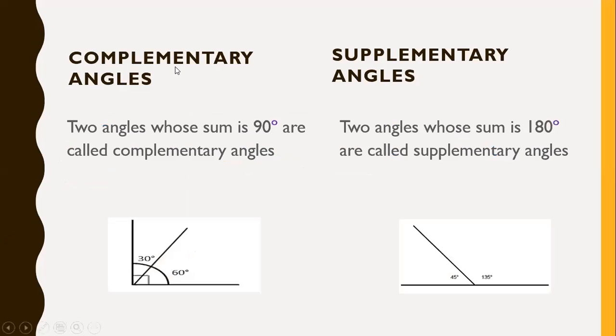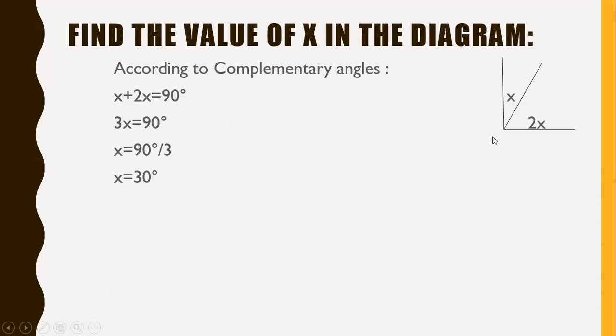Now, in the last lecture, we have already discussed complementary angles and supplementary angles. So, what are complementary angles? Two angles whose sum is 90 degrees. And here you can see the diagram. When the sum equals 90 degrees, it's called complementary angles. When the sum equals 180 degrees, it's called supplementary angles.